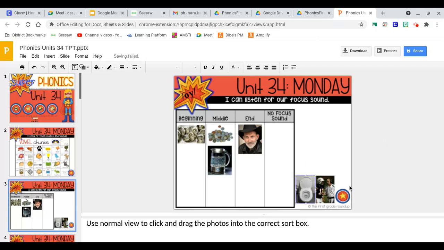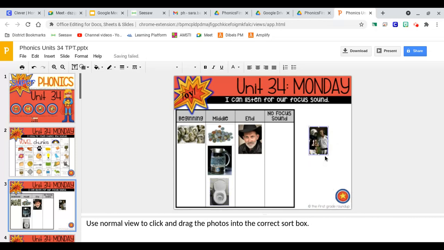All right, next one is, this is kind of funny. Toilet. That's funny. Toilet. Where do we hear the oi sound? Well, that's in the middle. It's not at the beginning or the end. And then our last picture here is coach. Coach. Do we hear the oi sound in coach? No, we don't. So it does not have our focus sound.